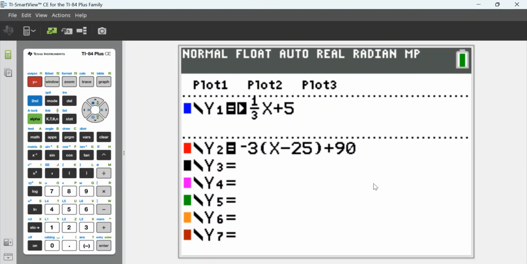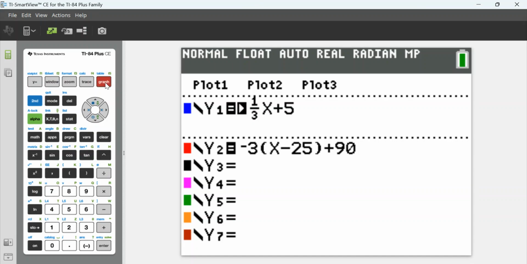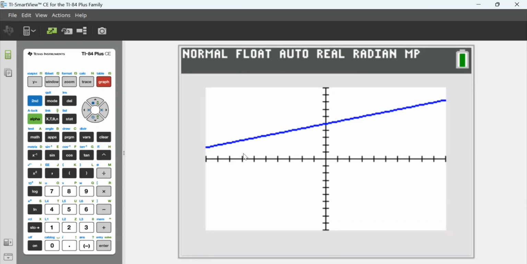So here I have two functions that represent a road and then the line perpendicular to a road that a hiker is going to follow to get to the road. If I graph these, I can only see one of the lines in my current graph.